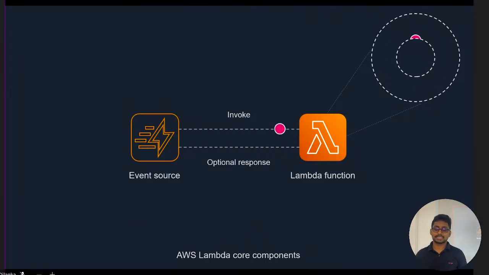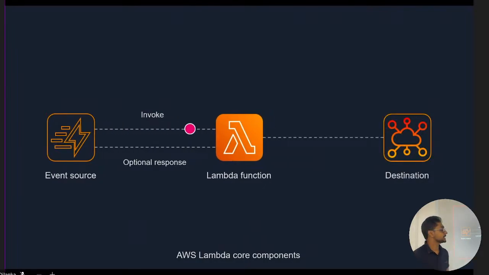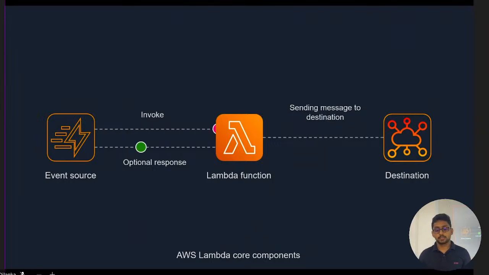If you want to extend this behavior further, you can have a destination for the AWS Lambda function. Let's say if you want to send some process result to another queue, you can connect it with AWS Lambda, and that will be sent to the destination, apart from sending the response to the event source.